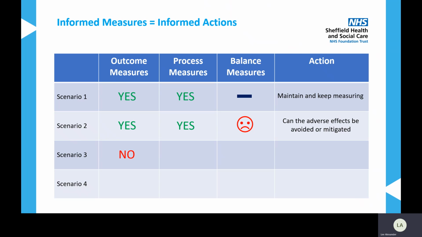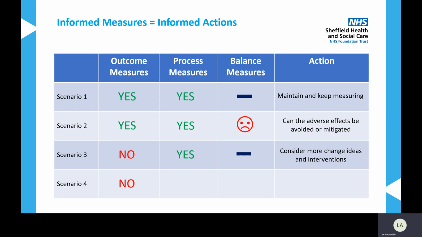The team might find that they're not achieving their outcome measures, so people are still smoking on the ward or in the garden. They look at all those change ideas they came up with and reflect that they're all happening as planned. Again, there's no balance measures. So on this scenario, what the team would want to consider is whether there's any other ideas or changes they could introduce to help achieve those outcomes of no smoking on the ward.